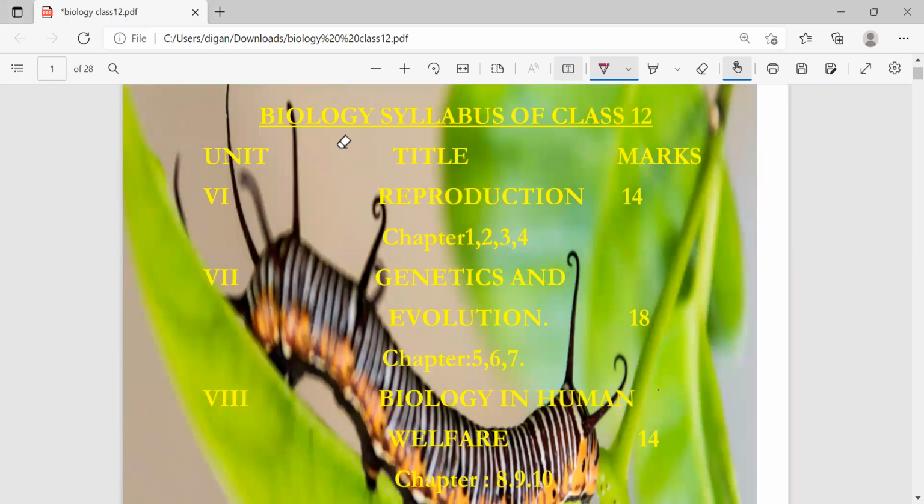In the biology book, you are going to get a total of 5 units. The first unit name is reproduction. Under this unit, there are a total of 4 chapters, 1, 2, 3, 4. And this unit will carry a total of 14 marks in the board exam.